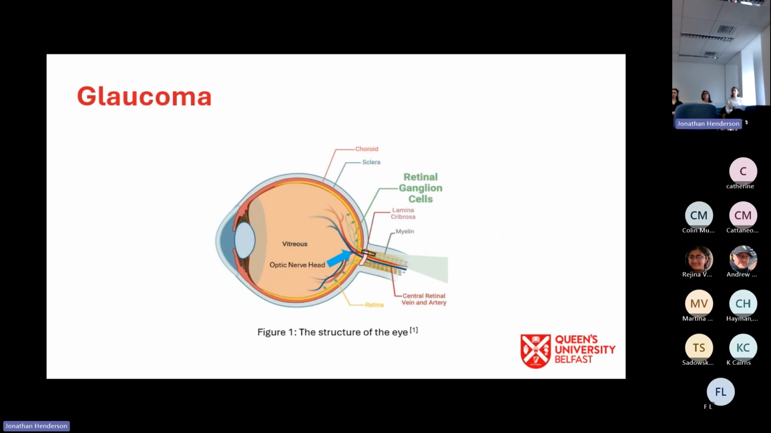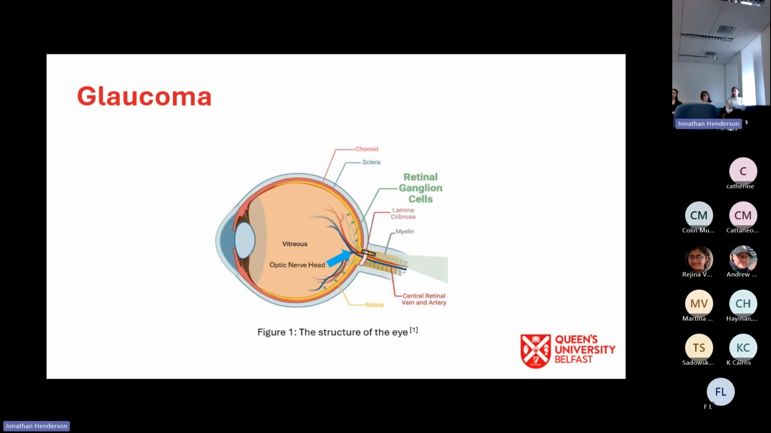So first of all, what exactly is glaucoma? It's a neurodegenerative process, caused by damage to your optic nerve and optic nerve head, at the back of the retina here, indicated by the arrow. This damage then leads to a loss of the retinal ganglion cells. These cells transmit visual information from your eye to the brain.